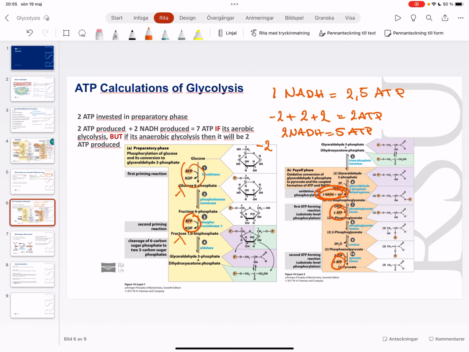And this is what I've summarized here. So just remember that. 2 ATP invested in preparatory phase, 2 ATP produced plus 2 NADH. This is the net ATP plus 2 NADH produced, 7 ATP if it's aerobic glycolysis. But if it's anaerobic glycolysis, then it will be 2 ATP produced because the NADHs will not be used. So 7 ATP if aerobic. If it's anaerobic, then only 2 ATPs.